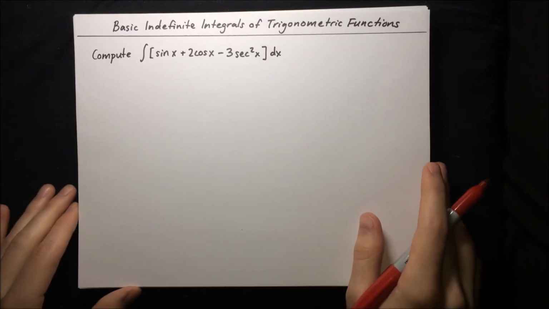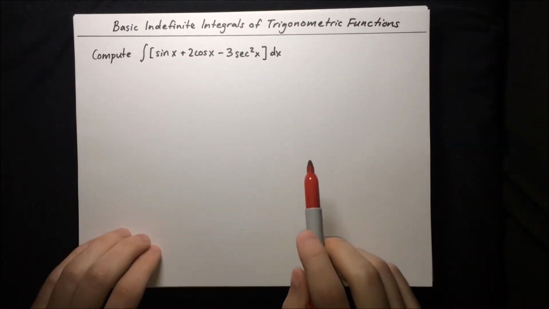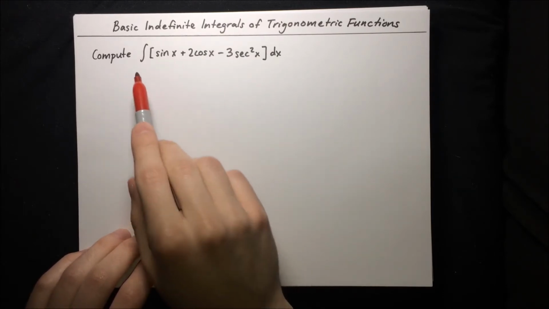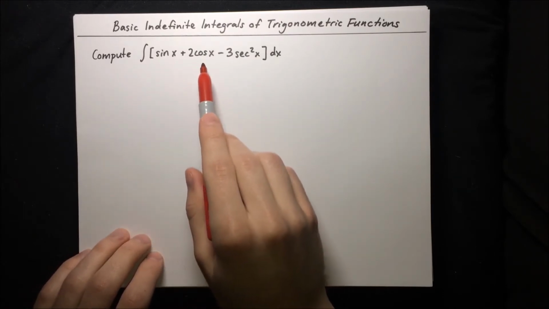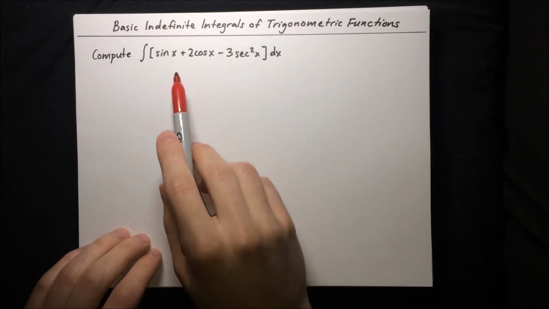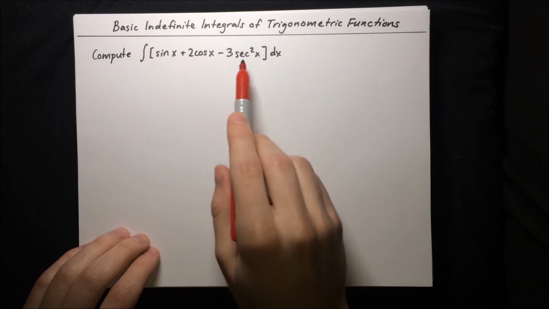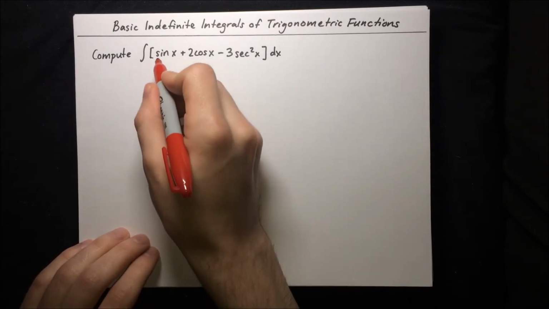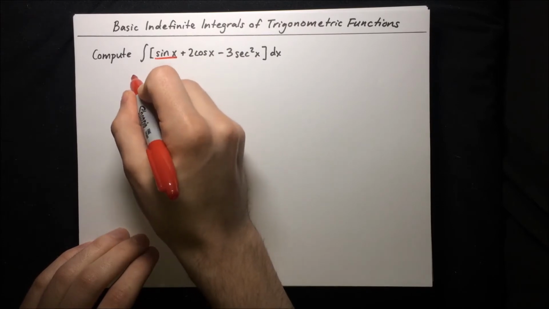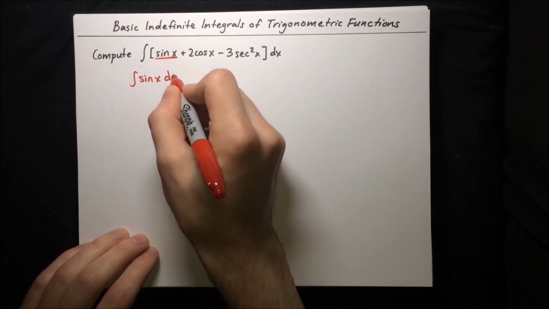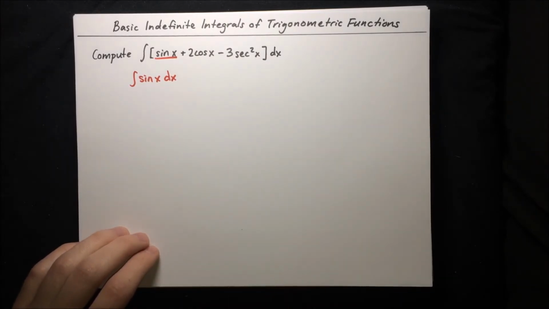Here's an example, and here we want to go ahead and apply those rules that we've learned previously to compute this larger integral, the integral of sine x plus 2 cos x minus 3 secant squared x. And how we're going to do this is we're going to break it up over each of these terms here and compute separate integrals for each of the terms. So let's start off with integral of sine x, integral of sine x dx. Let's go ahead and write out the rest of the integrals as well.